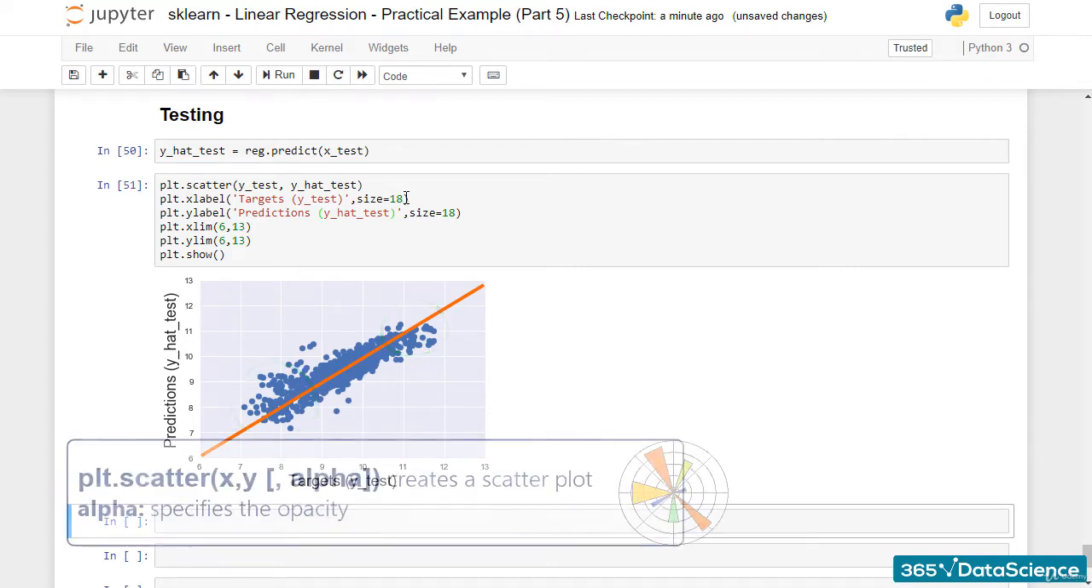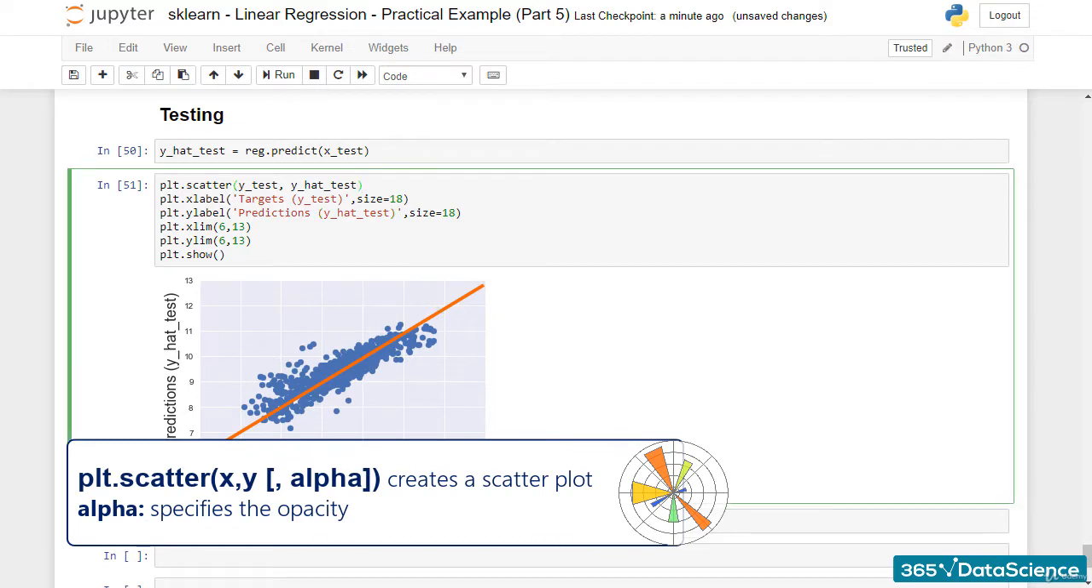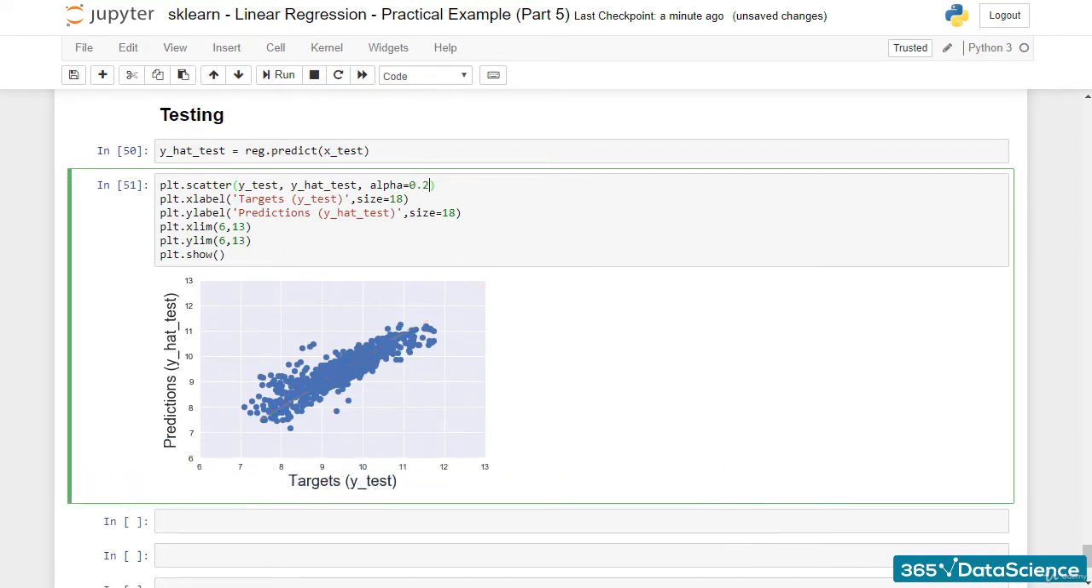We can include an additional argument to the scatter plot called alpha, which will show the proportional opacity of the points. Alpha takes values from 0 to 1, with 1 being the default. I'll set it to 0.2. You can fiddle with the value later on if you wish.